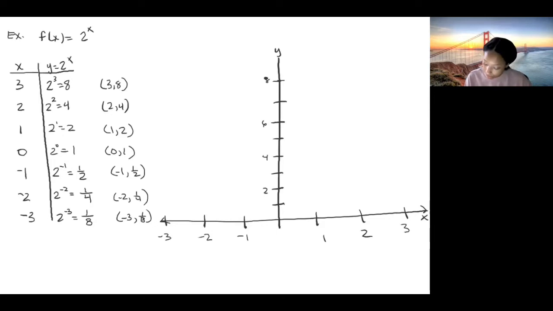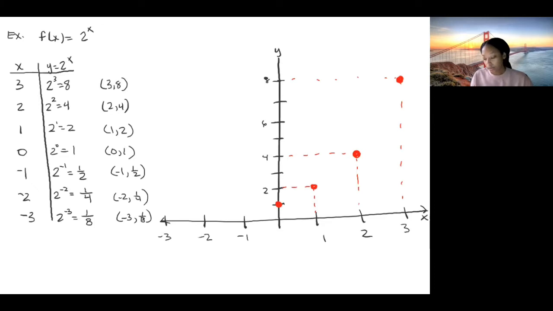All right, now let's plot these points. The first one's (3, 8), which, boom, boom, boom, boom, boom. Ta-da, there's (3, 8). And then the next one's (2, 4). (2, 4) is here. And then the next one's (1, 2). (1, 2) is here. And then we have (0, 1).